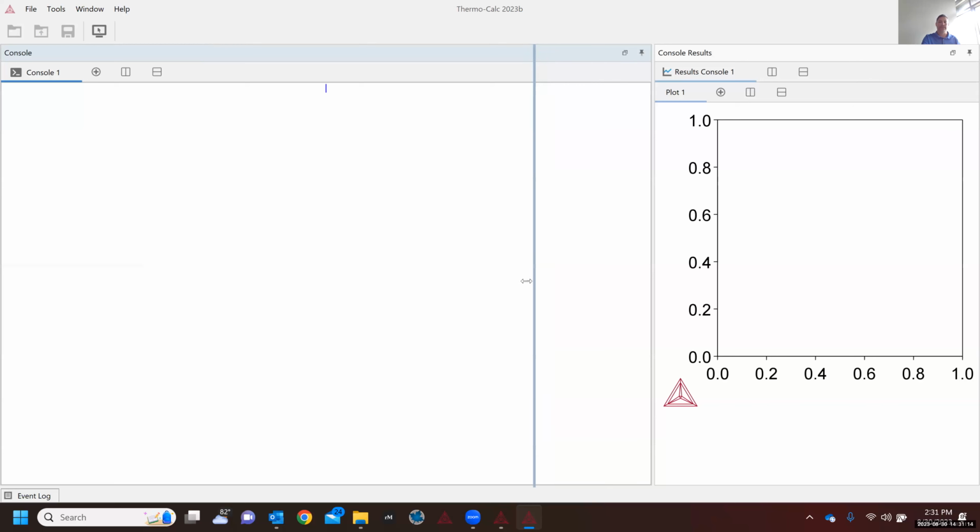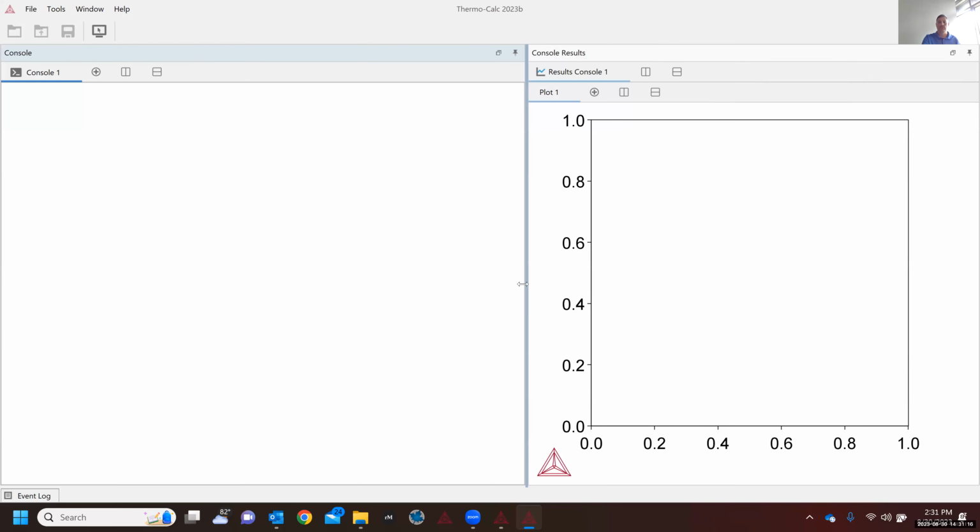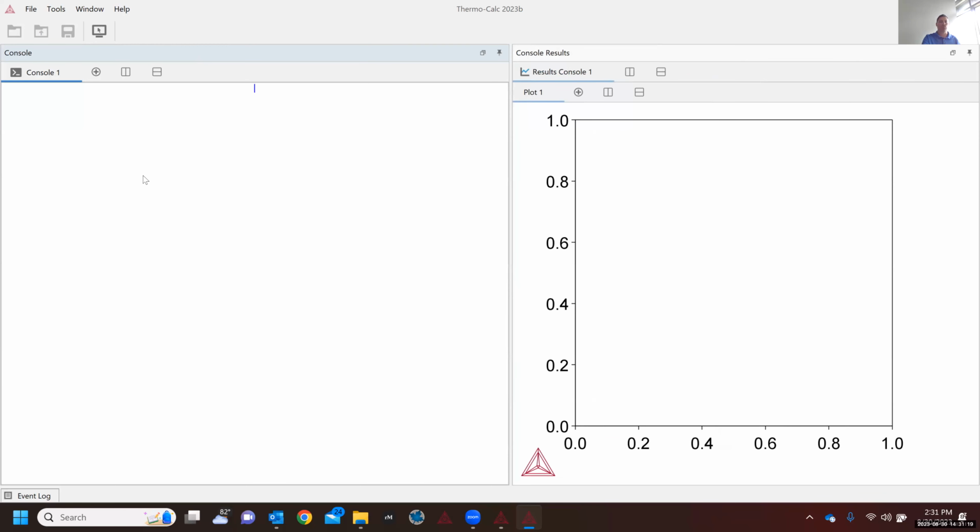Which is basically a programming interface with its own little language. This is what I grew up on. I may go into this and start using console mode so that you know some of the commands, because everything that you can do in the graphical mode is basically calling functions from the console mode.